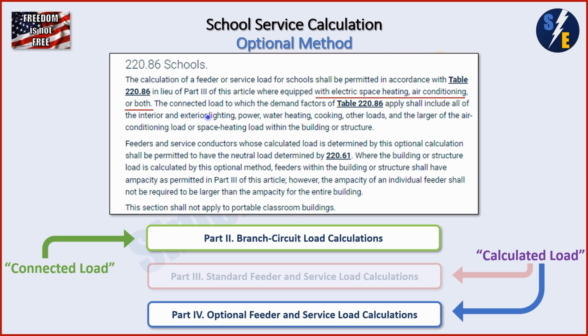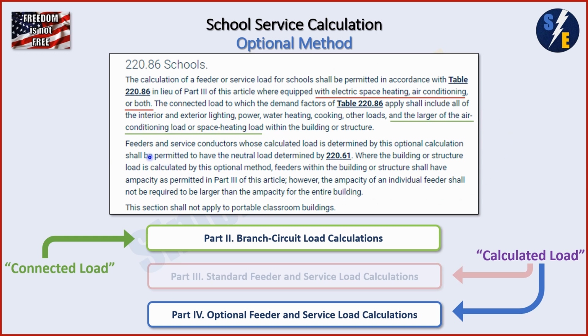Okay, moving on. It says the connected load to which the demand factors of table 220.86 apply shall include all of the interior and exterior lighting, power, water heating, cooking, other loads, and the larger of the air conditioning load or space heating load within the building or structure. All right, so what we're doing is we're taking all of our branch circuit loads, which is what they're talking about here, all these interior, exterior loads. See, all that, it pretty much includes everything in the building. And then the larger of the air conditioning load or space heating load. So that's the only one where we have to compare the two and find out which one's bigger and only add the bigger one. Okay, so that is, in a nutshell, what we're doing through this calculation.